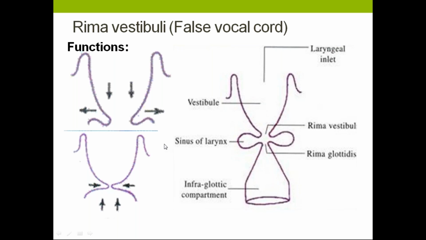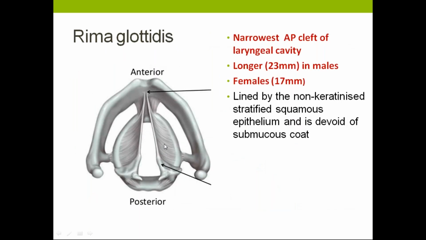glottic part. Okay, so next we'll go on to the Rima glottidis. So Rima glottidis is nothing but the space between the two vocal folds. Okay, so this is the superior view of the laryngeal cavity.